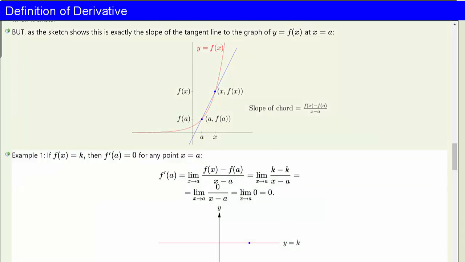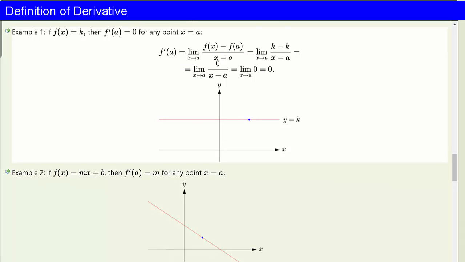Let's calculate some derivatives. If f(x) equals k, then f'(a) is 0 for any point x equals a. f'(a) is the limit as x goes to a of (f(x) - f(a)) over (x - a). And if f(x) is the constant function k, then that's just the limit of (k - k) divided by (x - a). The numerator is 0, the limit is 0. This is no surprise. The tangent line to a horizontal line is just the horizontal line itself. So the geometric picture would have given us a quicker answer.